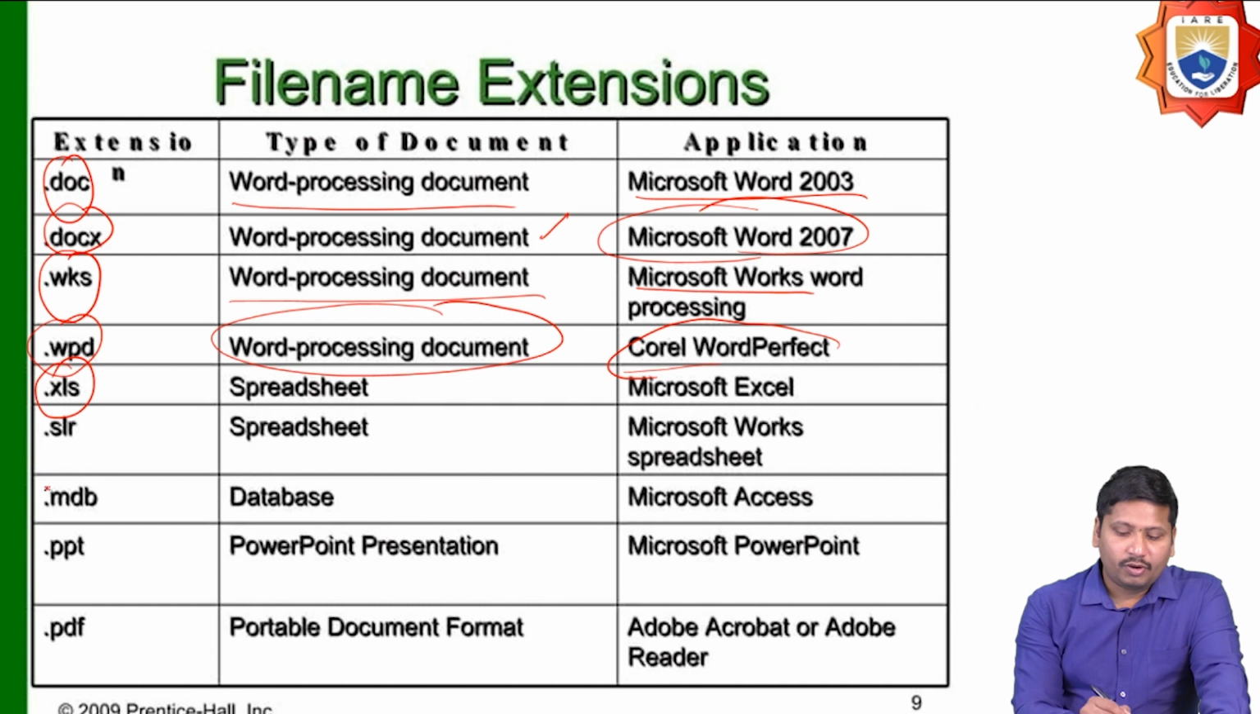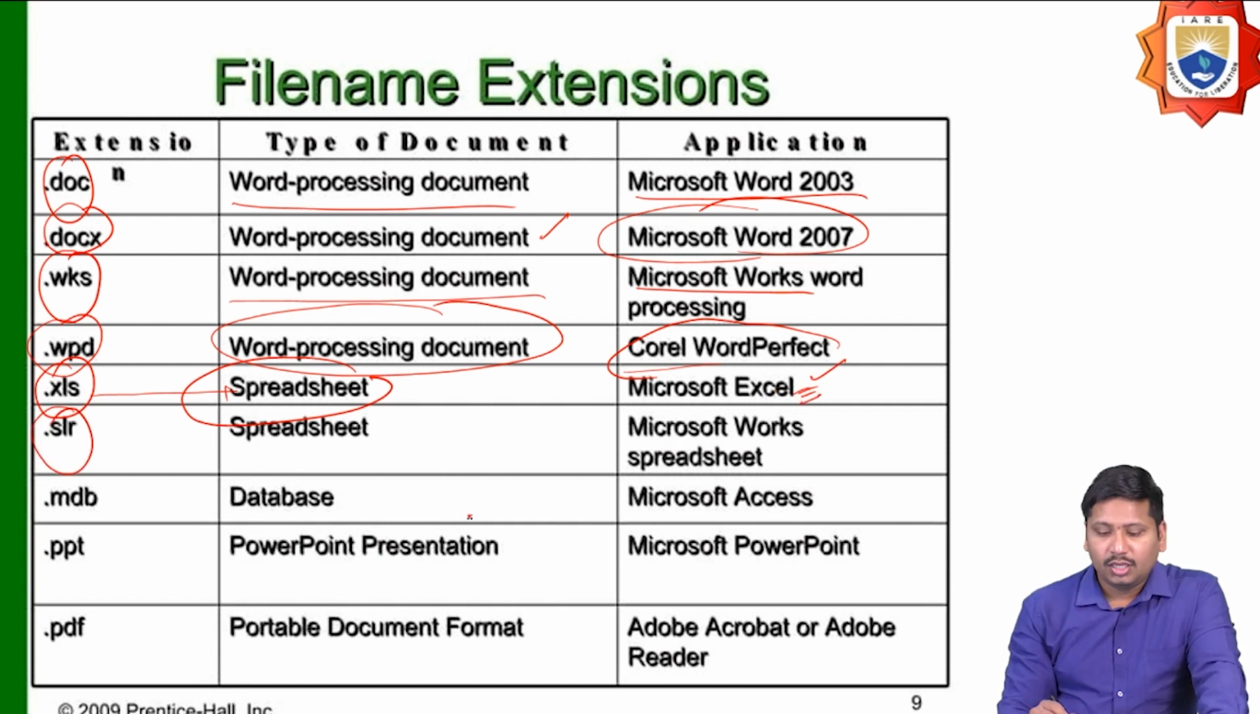And another kind of format is .xls, where the type of document is a spreadsheet, and which is going to be used in the application of Microsoft Excel. And similarly .slr is another kind of extension for the spreadsheet, but the application is for Microsoft Works spreadsheets.